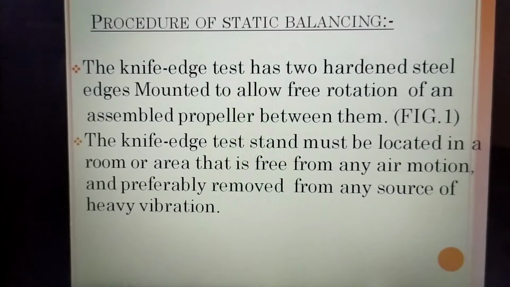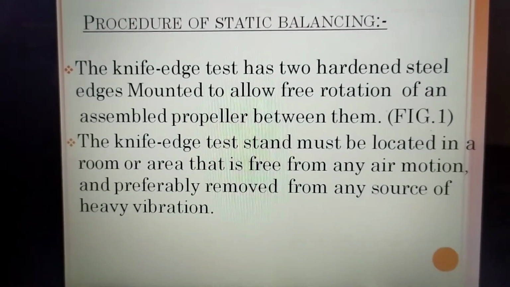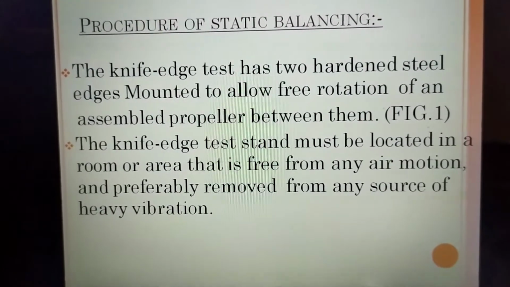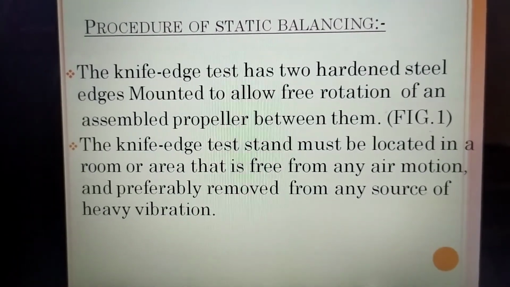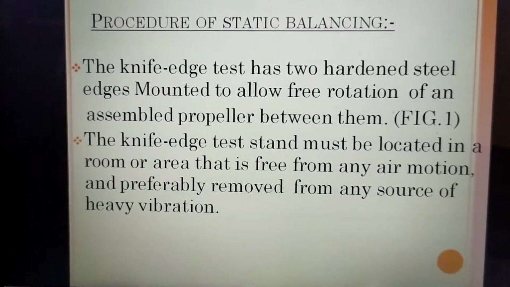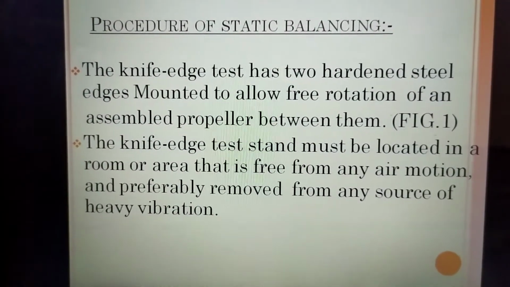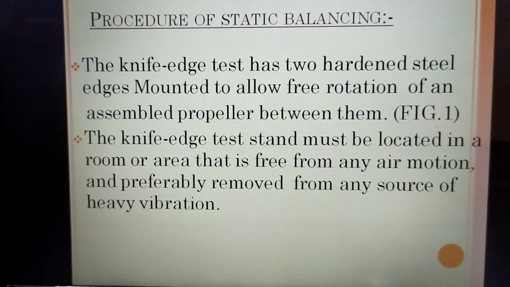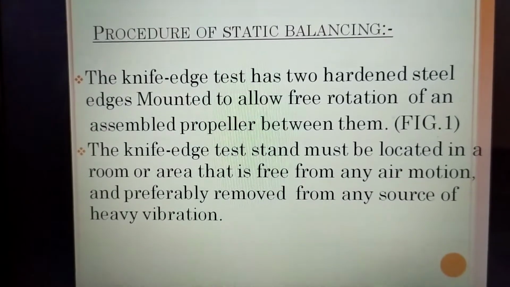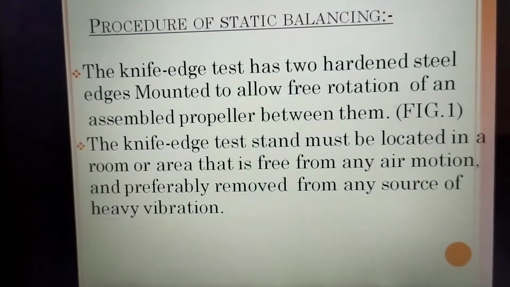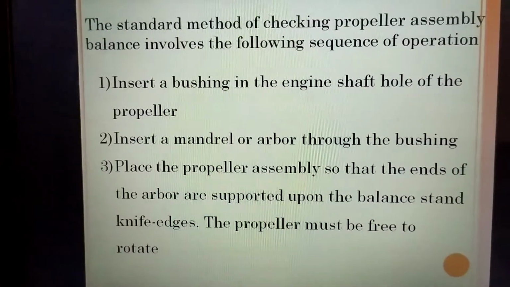The knife edge test stand must be located in a room or area that is free of any air motion, preferably removed from any source of heavy vibration. So there will be no air motion or dust particles in the room where we are performing this knife edge test, and this room will be removed from any source of vibration. So this is the method.